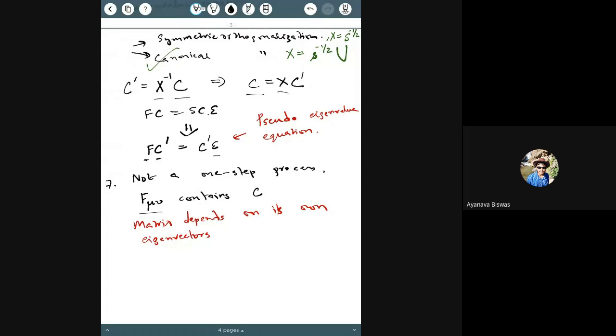If F was, let's say, only the one electron part of the Hamiltonian, if it did not have the exchange integrals, then this would have been a one-step procedure. Like the non-interacting system that Professor Pal was talking about, then you don't need this iterative procedure. Then it is only one diagonalization. But here you have to repeat it.